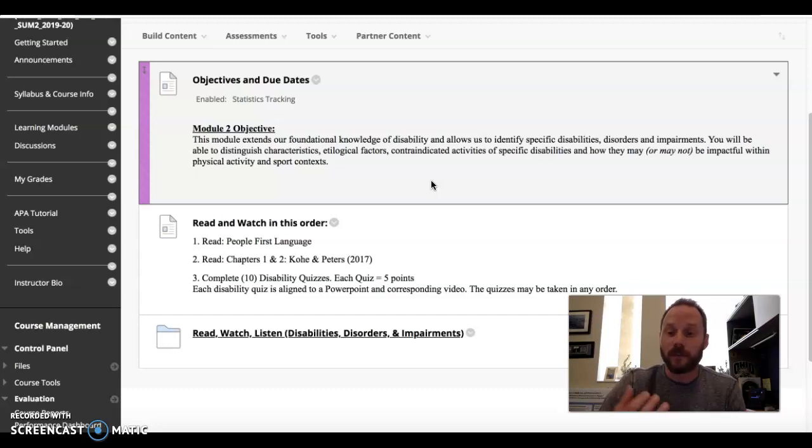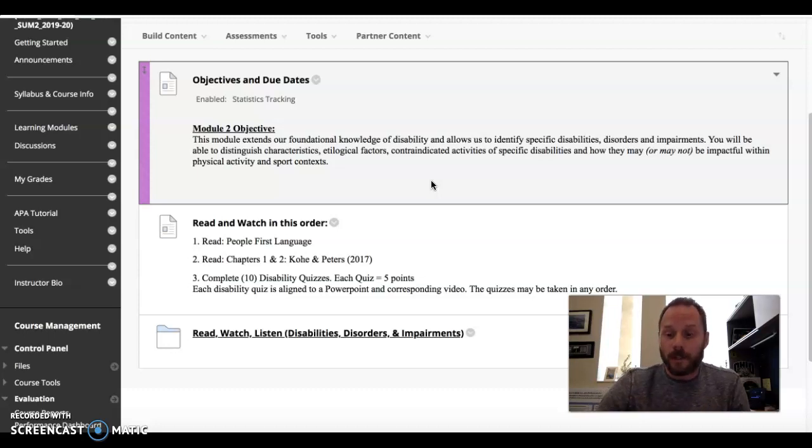So the etiological factors: how might a person acquire this disability? Might it be congenital, are they born with it? Might they acquire this impairment or disability through a life trauma, an accident, a fall, a car accident? Since disability impacts 20% of our population, each and every one of us has the ability to join one of these groups at any point during our life.